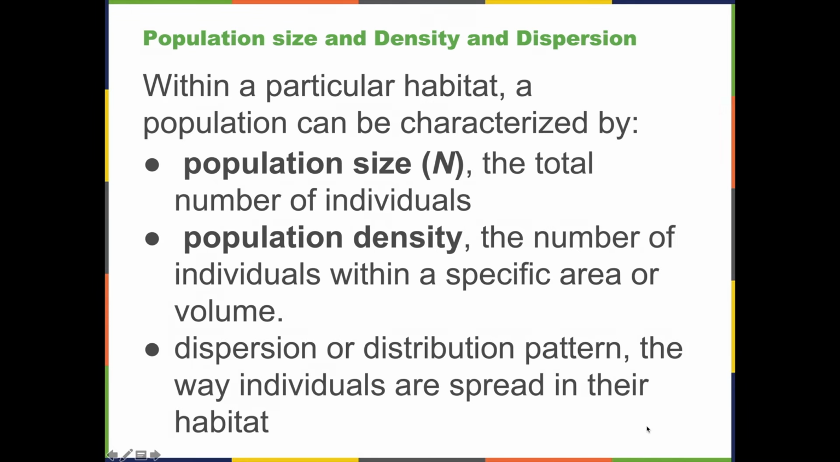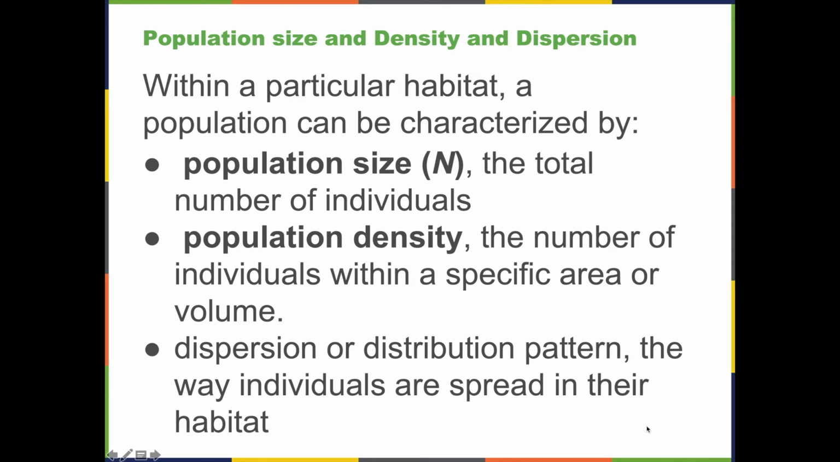So what are some factors that population ecologists measure in order to gain a better understanding of how populations are doing? Within a particular habitat, a population can be characterized by its size, usually shown by capital N, which is the total number of individuals within that population that live in a particular area. Populations are also characterized in terms of their density, the number of individuals that live in a specific area.